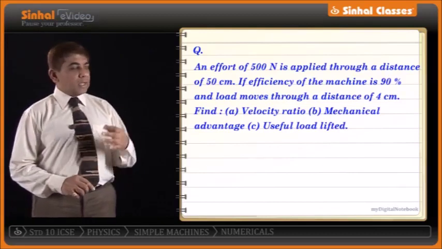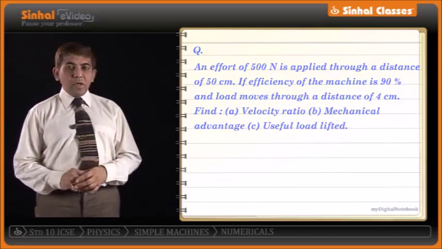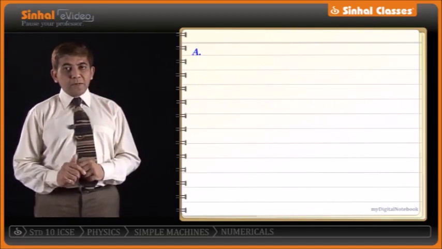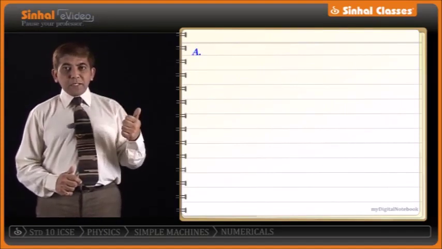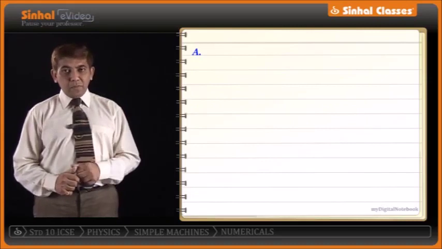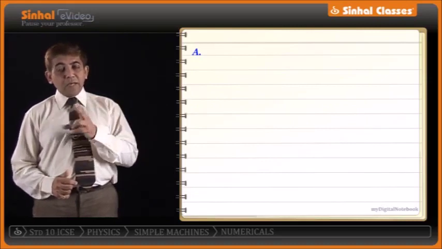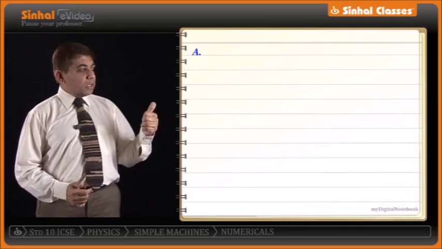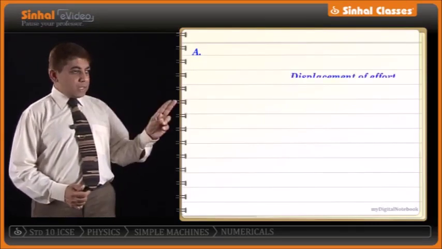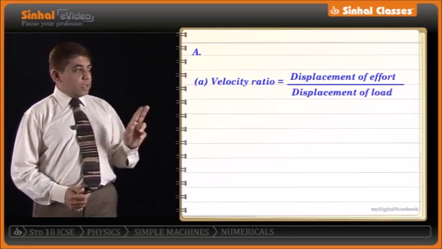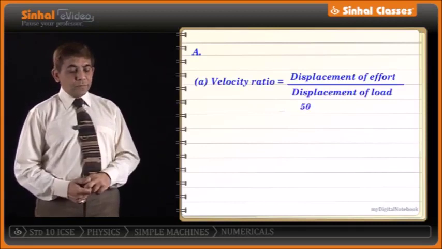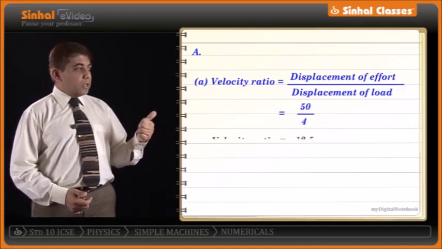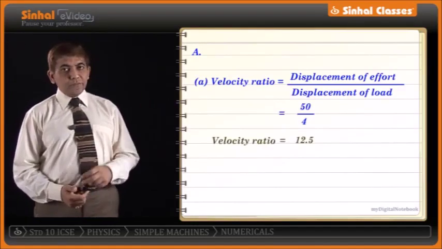In this case, we can find out the velocity ratio. While doing velocity ratio, we did derive an equation in terms of displacement, because when these displacements are traversed in the same time interval, velocity ratio is also called displacement ratio. So we use the relation velocity ratio is equal to displacement of effort upon displacement of load. We are given both the quantities, so we divide 50 by 4 to get the velocity ratio as 12.5.